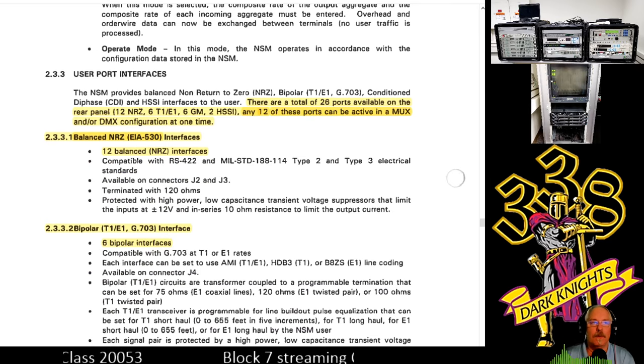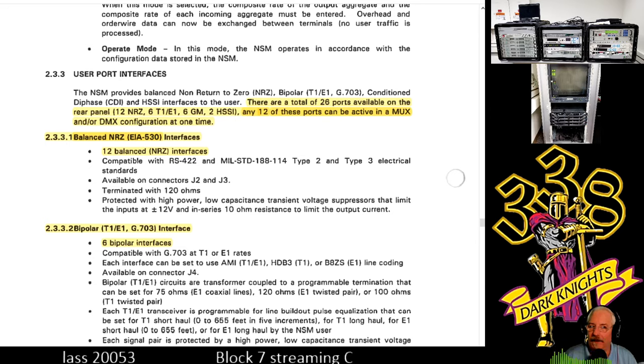2.3.3 user port interfaces. This is on page 22 of the PDF. The last sentence. Very important. There are 26 ports available on the rear panel. That's the case. You have 12 NRZ, 6 T1/E1, 6 group modems, and 2 HISIs.